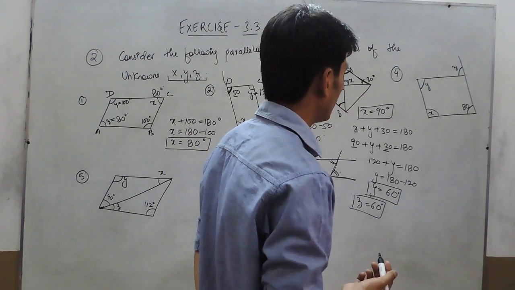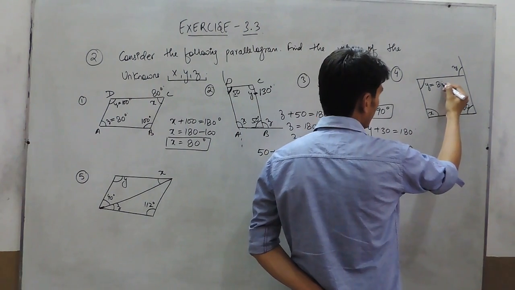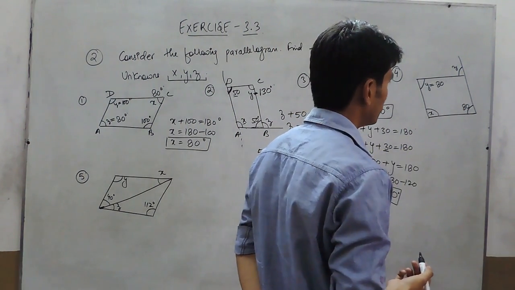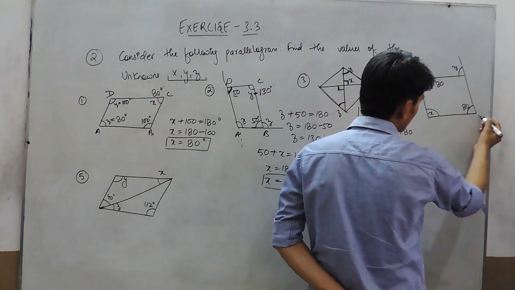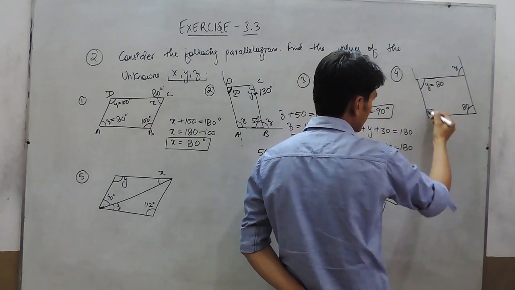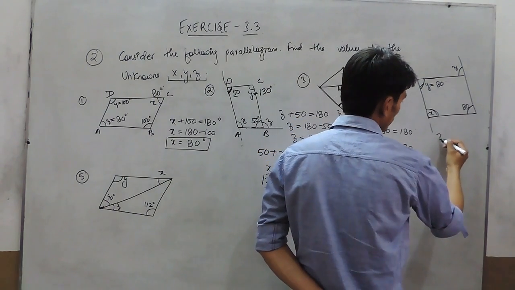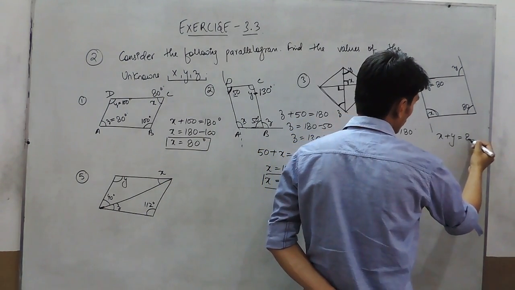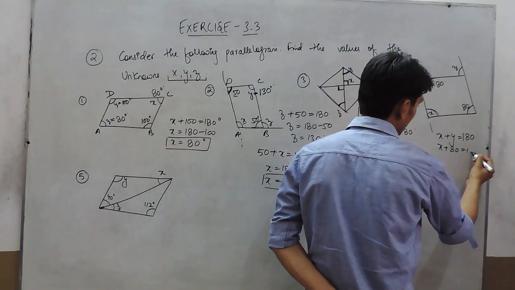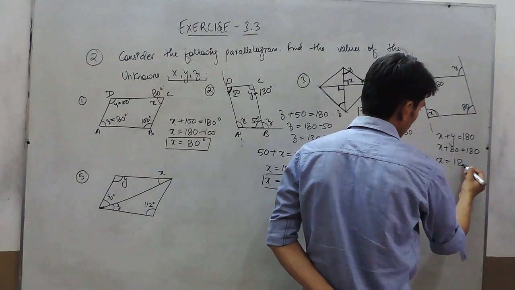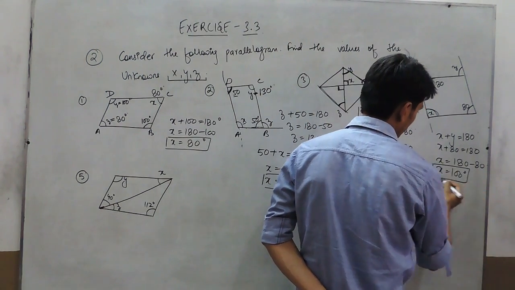In question number 4, again we know that the opposite angles are equal. So the value of y must be equal to 80 degrees. Plus, this side and this side are parallel, and this is a transversal, so the sum of interior angles must be equal to 180 degrees. So x plus y must be equal to 180 degrees. We know that the value of y is 80 degrees, so the value of x must be equal to 100 degrees.